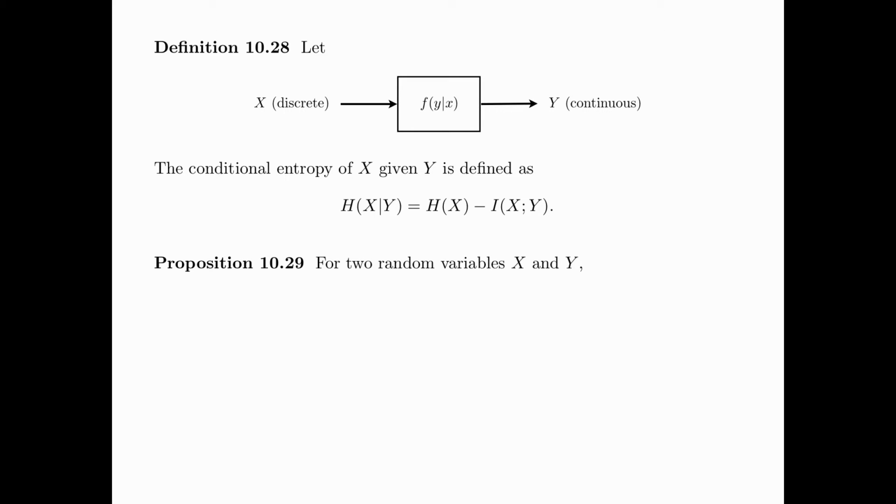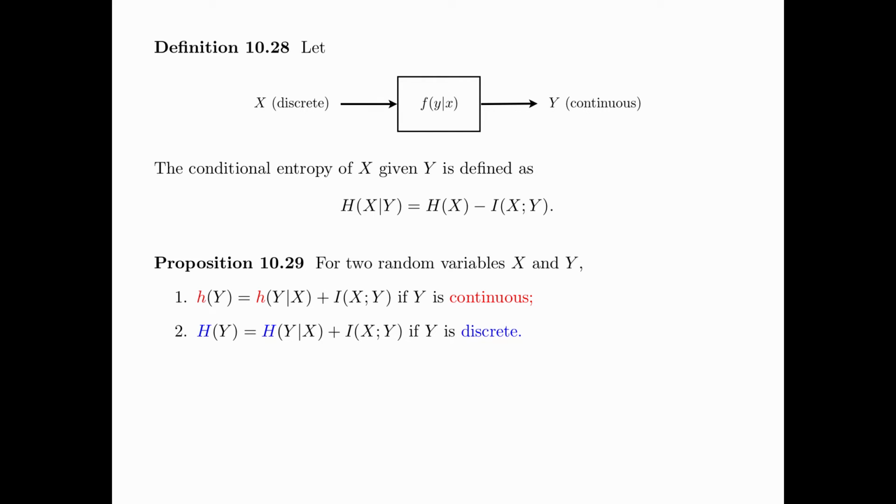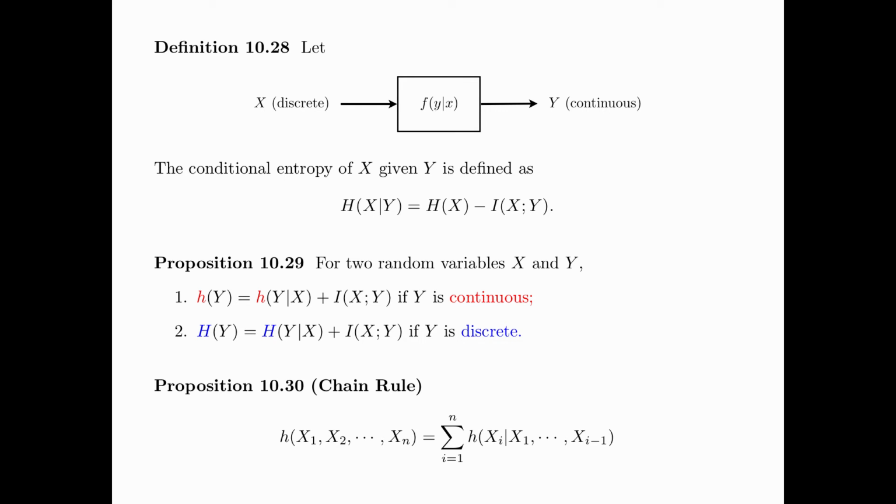Proposition 10.29 says that for two random variables X and Y, if Y is continuous, then the differential entropy of Y is equal to the differential entropy of Y given X plus the mutual information between X and Y. And if Y is discrete, then the entropy of Y is equal to the entropy of Y given X plus the mutual information between X and Y. We also have the chain rule for differential entropy, which has exactly the same form as its discrete analog.